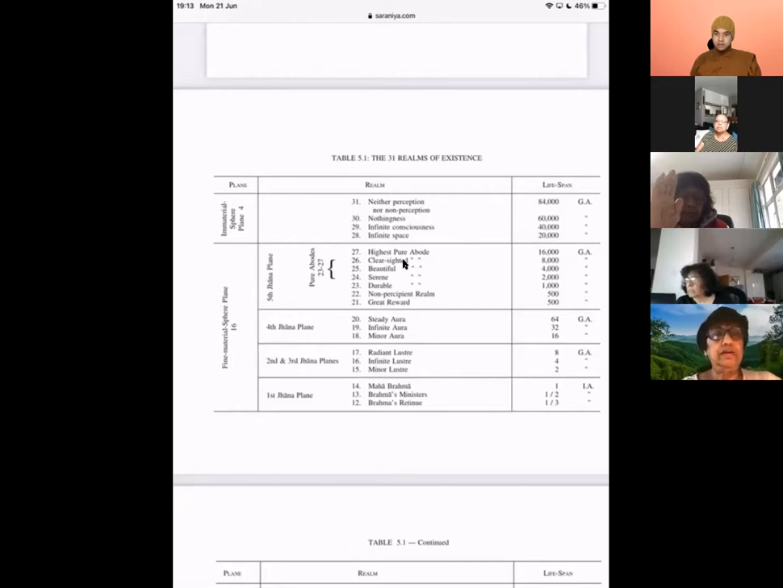Okay, Padma. I think 26 and 27 have been combined as one. That's what we discussed. Yeah, 26 and 27 have been combined in the other chart. The clear-sighted abode and highest pure abode have been combined in the other chart, thus giving 15, 6. Let's check in Narada's book. 10, 11, 12, 13, 14, 15.